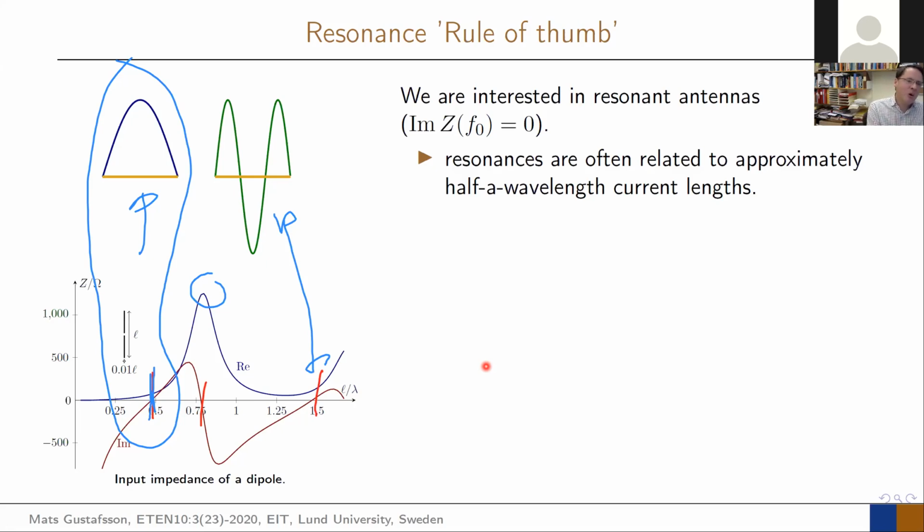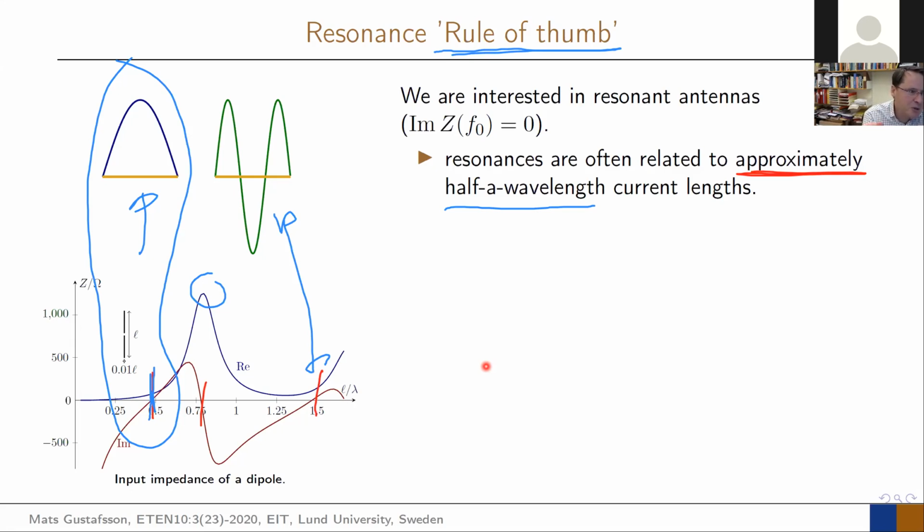And then it's just slightly off half a wavelength. And that means that we can really see this is a rule of thumb. And what I mean with rule of thumb here is that it's approximately half a wavelength. And the word approximately here is important. So you don't make your antenna half a wavelength because it should be half a wavelength. You make your dipole antenna resonant.